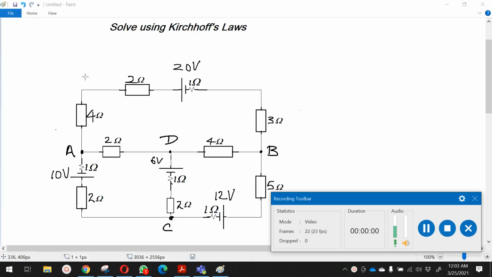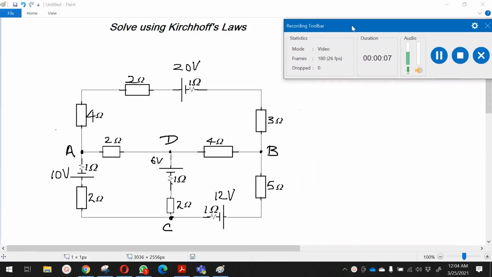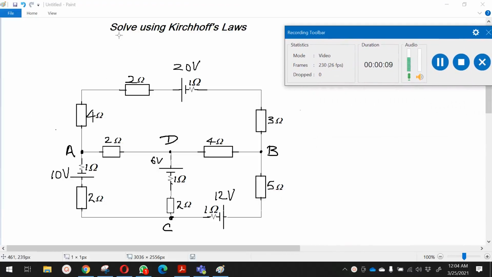Okay, guys, notice we have a question that says solve using Kirchhoff laws. So we observe we have several supplies, one, two, three, four supplies in three loops. So it's a Kirchhoff law question.